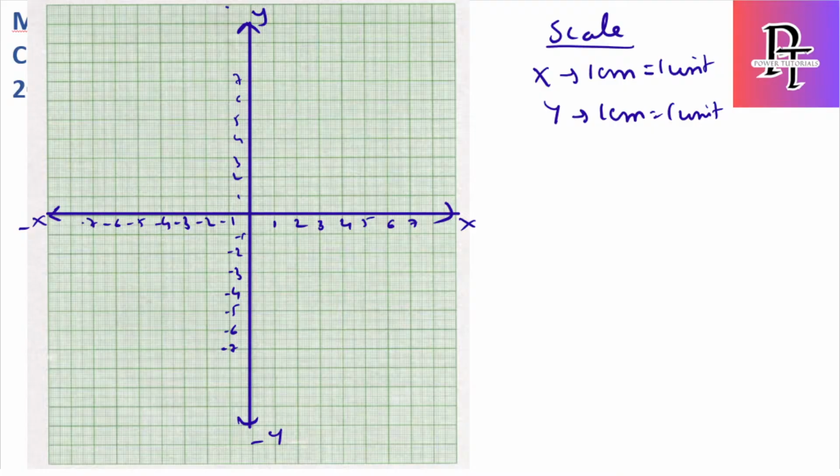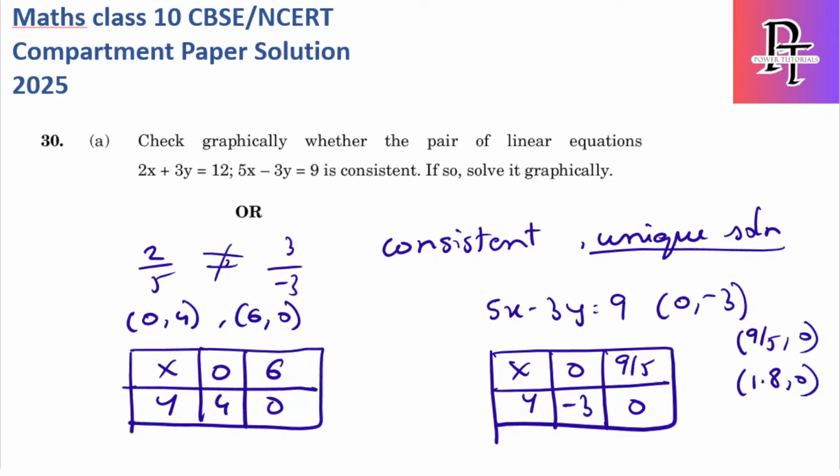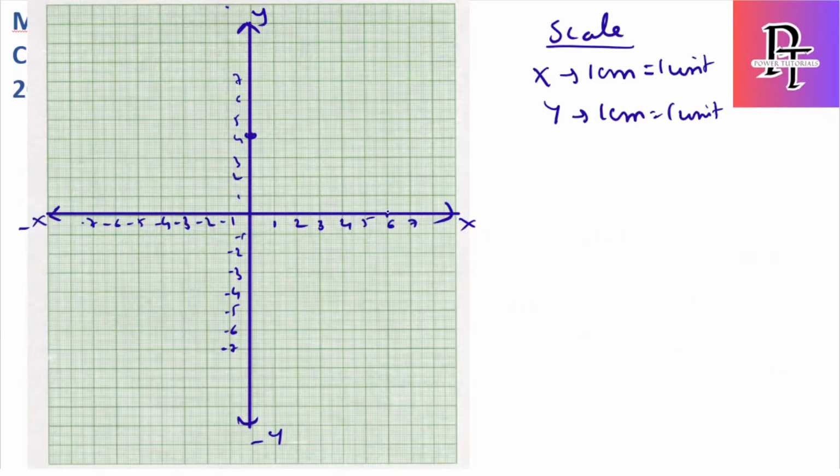Okay, now let's see the first point. (0, 4). X is 0, y is 4. The first point is here. The second point, (6, 0). X is 6, y is 0. Okay, let's join these two. Use scale and pencil, but here I'm just using freehand. But make sure in your case you're using scale and pencil. Make sure to extend the line on the left and right because it can intersect at any point.